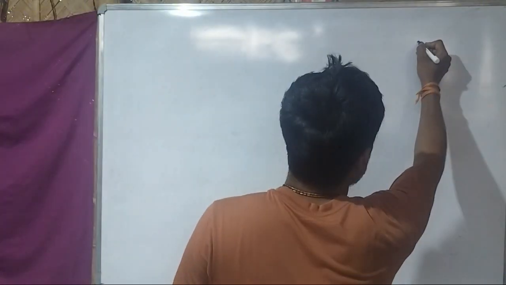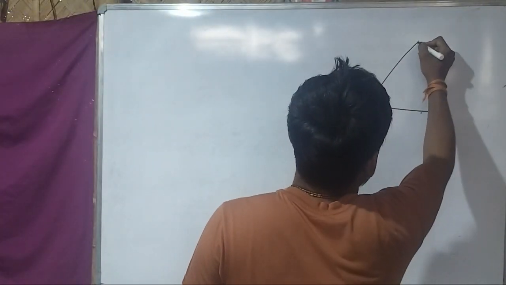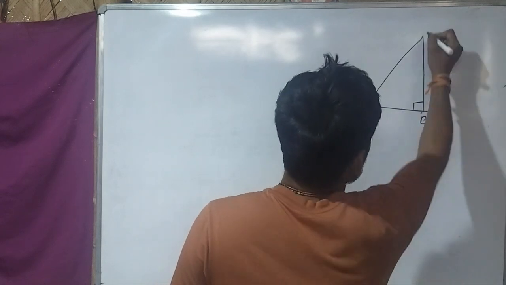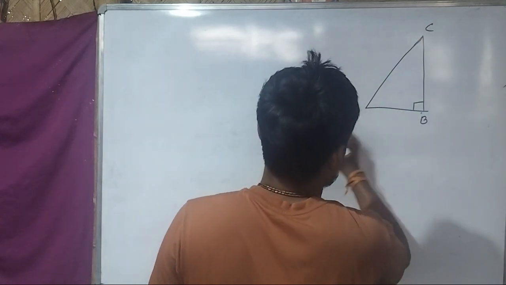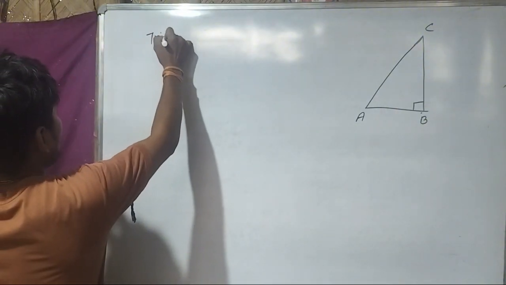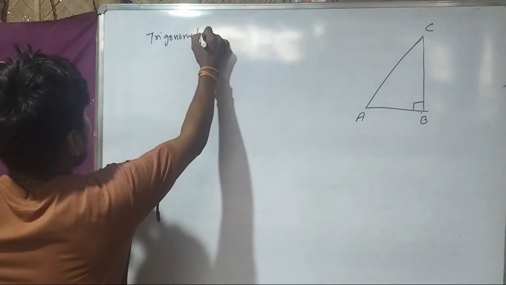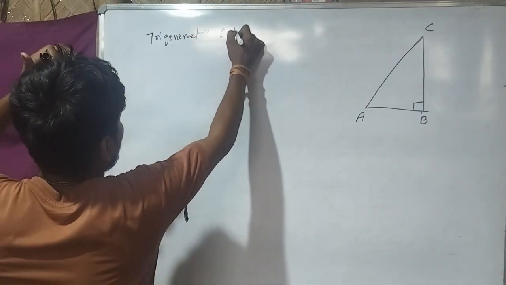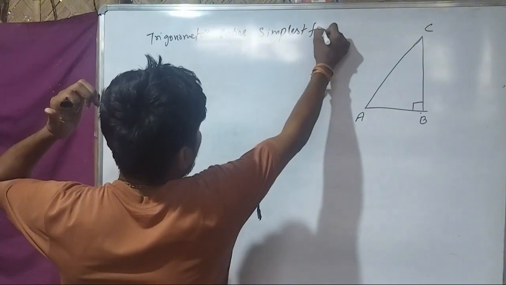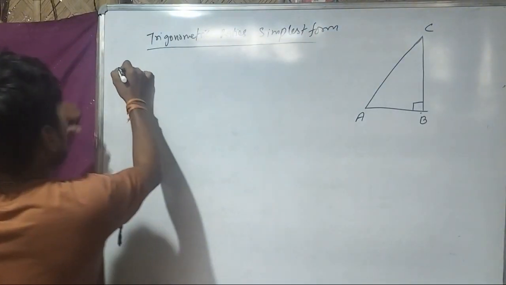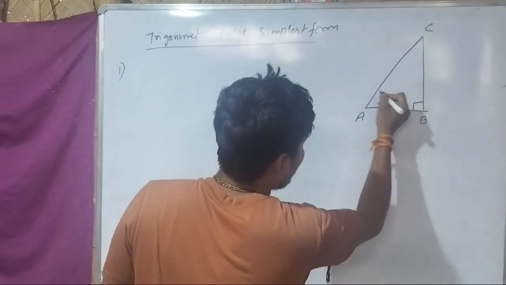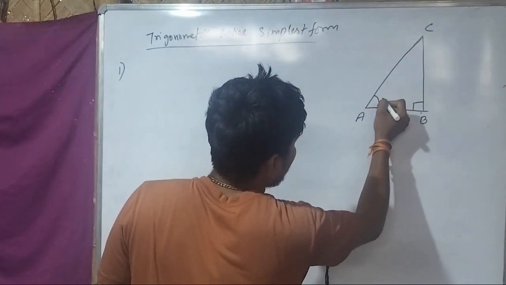So I have taken this one. This is a right angle triangle. Now this is A, B, and this is C. Okay, right angle triangle ABC. Now see, formula, trigonometric ratio, simplest form. You can say simplest form. Now one is sine. Suppose this angle I have taken, this is the angle. Angle I have taken theta.